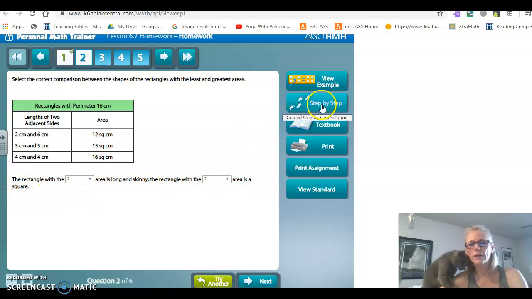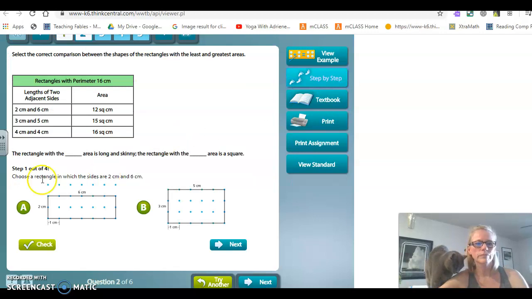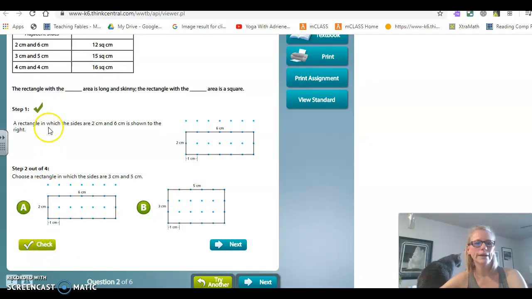So what if I'm stuck? I'm going to go over here and say, I need some step-by-step help. Step 1 out of 4. So I know there's 4 steps. Choose a rectangle in which the sides are 2 centimeters and 6 centimeters. This is 6, this is 2, this is 5, this is 3. I'm going to check my answer. I got it right. Here's the next step.